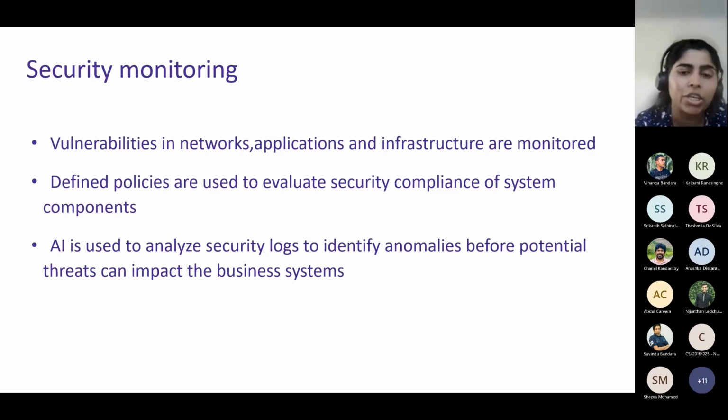AI is used to analyze security logs to identify anomalies before potential threats can impact the business system. AI can be introduced, and an AI system can be used to do the monitoring. Using AI, we can do early detection of the threats, using the historical logs and live logs, and make some alerts or automatically fix the issues. This type of thing can be done using security monitoring.